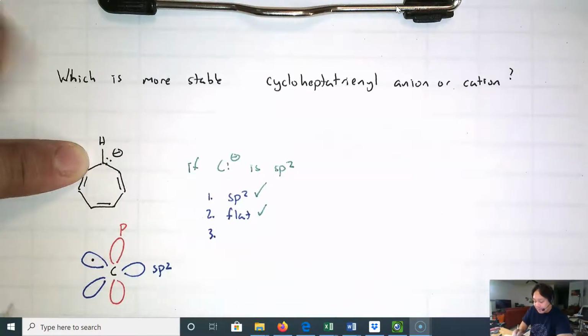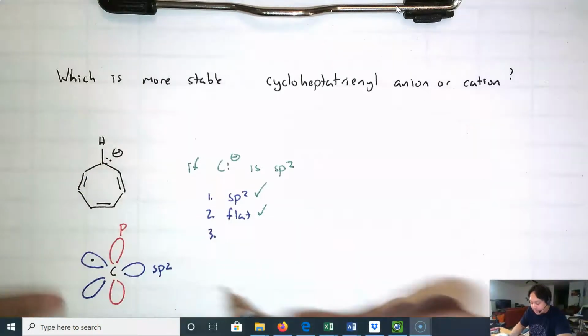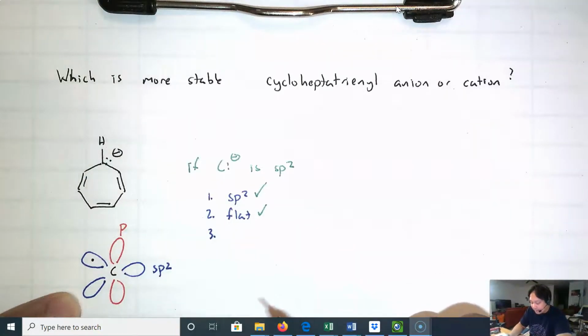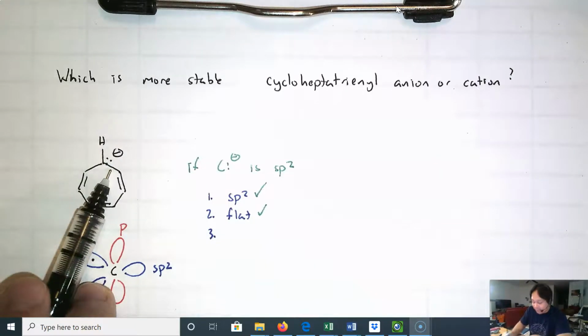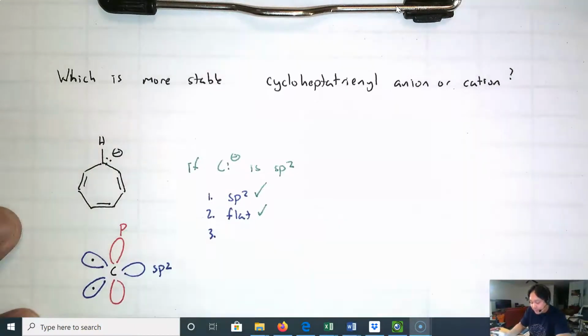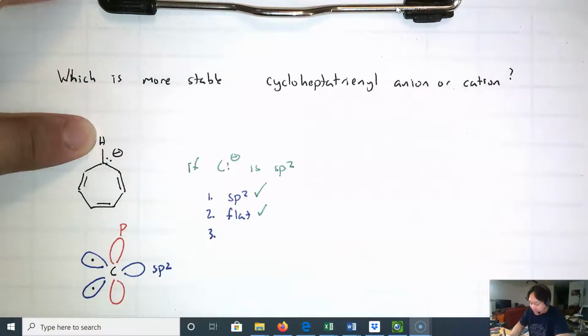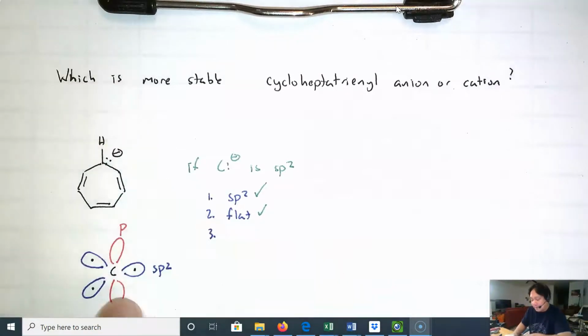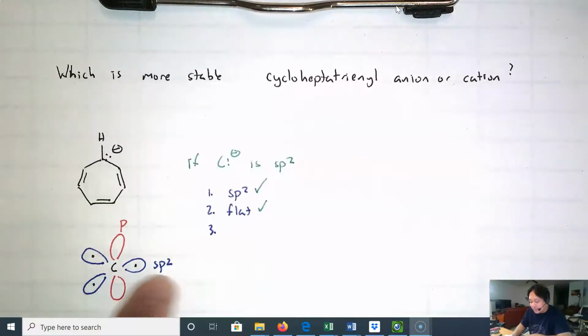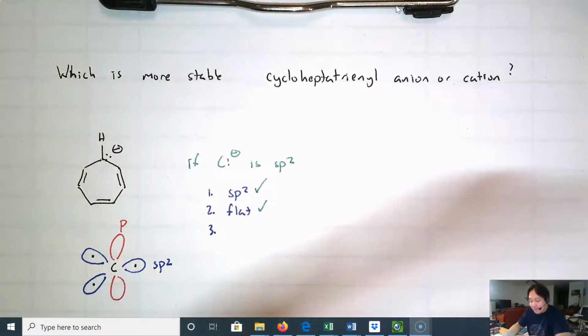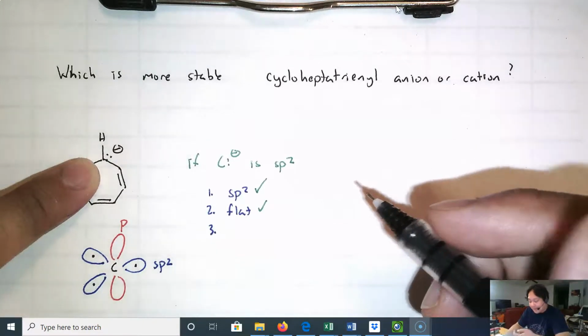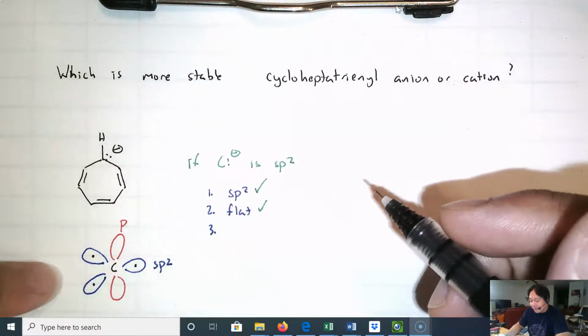There's one sigma bond. There's a sigma bond down here, to the right here. So there's an electron there. There's a sigma bond to the hydrogen. We'll call this one the sp2 orbital that's combining with the s orbital of hydrogen. And we have a lone pair. There's no place else to put the lone pair.